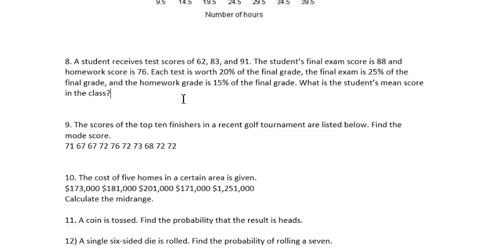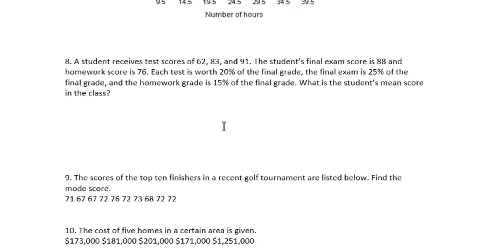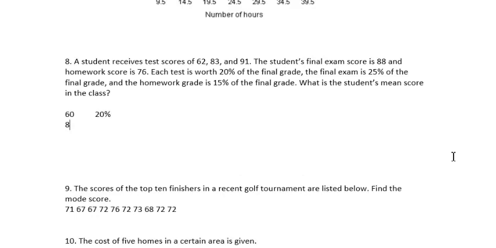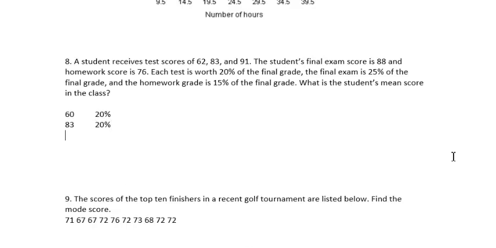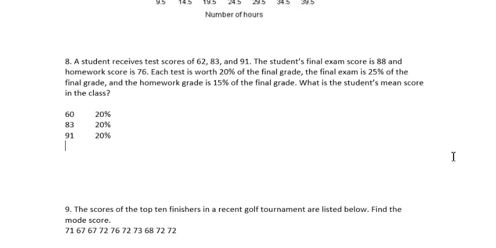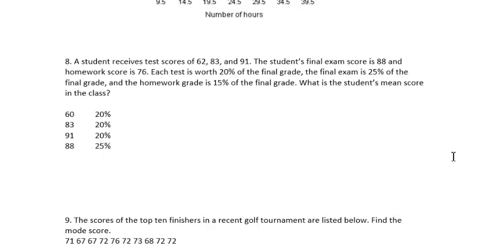So what I'm going to do is take the 3 scores. We have 60, which counts at 20%. We've got an 83, which also counts for 20%. Then we've got 91, which counts also for 20%. Those are the 3 exam scores. Then we have the final exam score, which was 88. That counts for 25%. And then you have the last one, which is 76, and that counts for 15%.